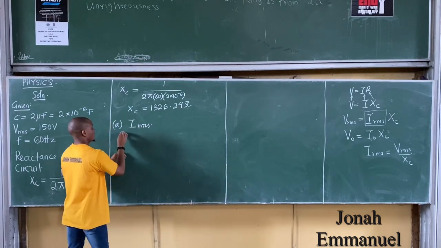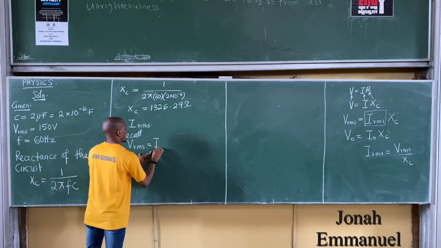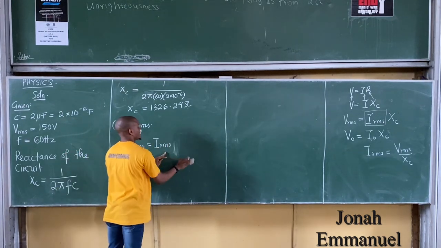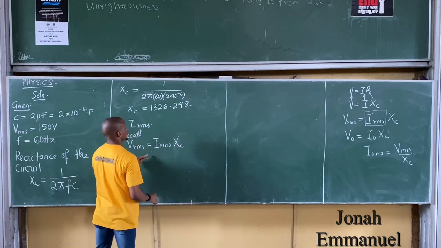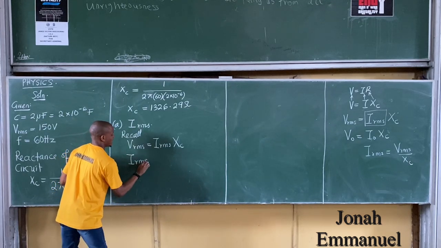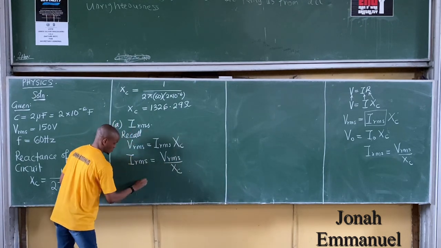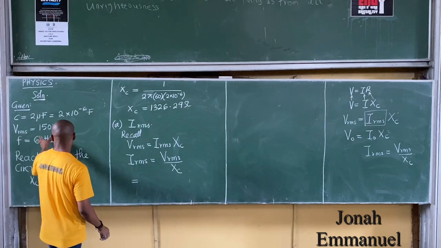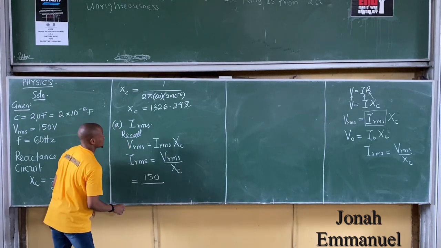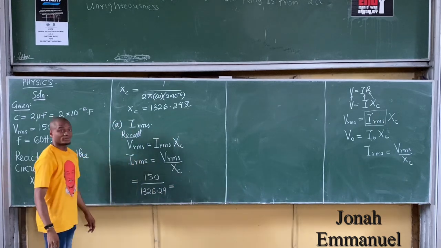So recall that V RMS is equal to I RMS times XC, since this is a capacitor. If I divide this by XC, I have that I RMS is equal to V RMS over XC. So it is now equal to 150 over XC, which is 1326.29. Please give me the value.